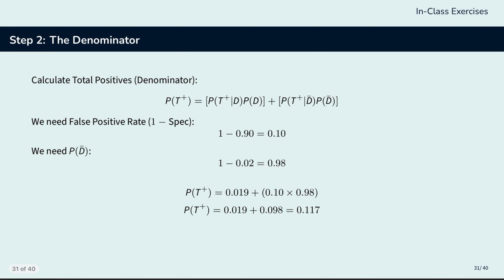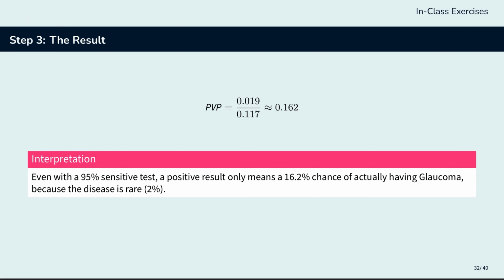So the total answer that you will end up getting at the end is 0.162. So even with a 95% sensitive test, a positive result only means a 16.2% chance of actually having glaucoma because of the fact that the disease is rare.